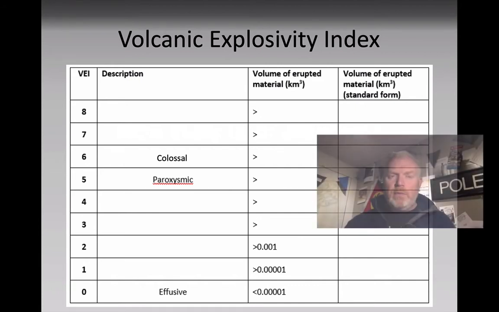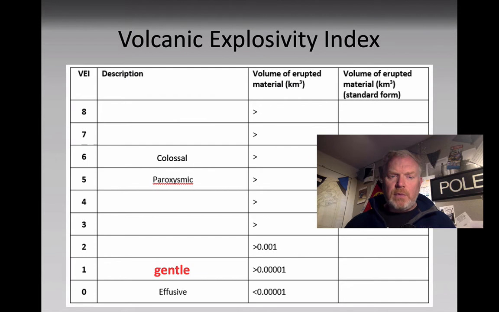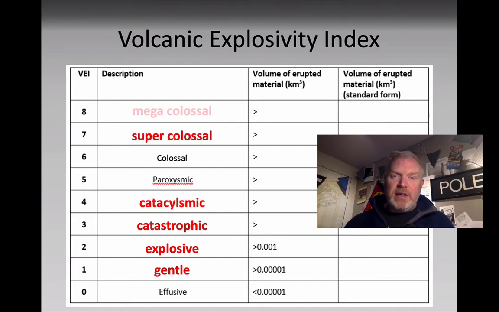Okay, let's have a look at these. VEI 1 can be described as gentle, VEI 2 explosive, 3 is catastrophic, 4 is cataclysmic, 7 is supercolossal, and 8 is described as megacolossal. Now those words are handy, but as geologists we really need to measure how big they are. And the thing that distinguishes these different levels on the VEI scale is the volume of material, so that's ash or lava, that's actually erupted from the volcano. And this is measured in cubic kilometres.